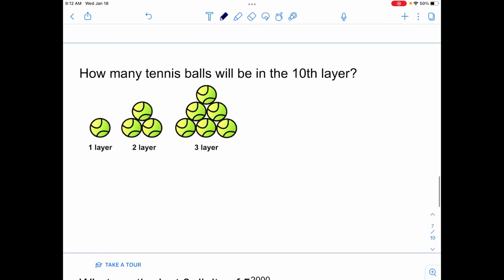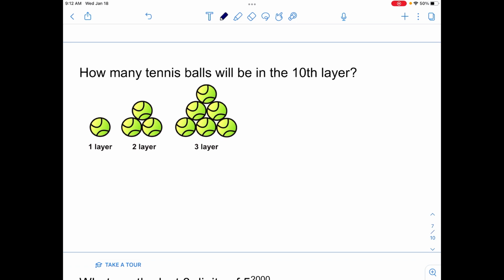So the first example we're going to look at is a pretty clear one where we're looking for a pattern. It says, how many tennis balls will be in the 10th layer? So our hope is that we can look at the pattern and figure out what will be in the 10th layer without having to draw all 10 layers, because I'm not a great artist. I don't want to have to draw that many circles. So let's see if we can find a pattern to help us with that.